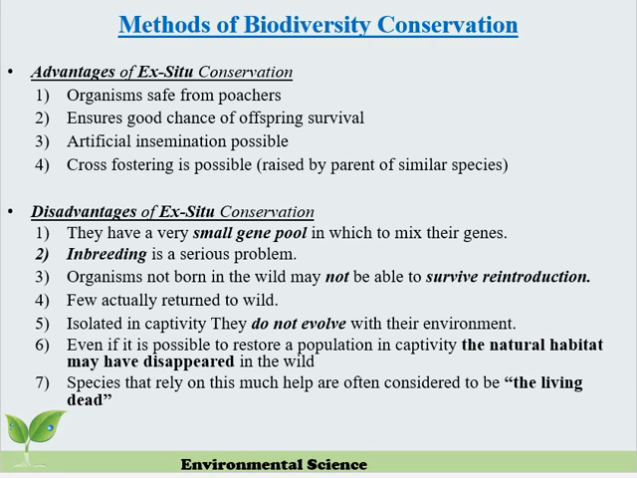So the advantage: organisms are safe from poachers. Poachers can't get into the zoo and get them. It ensures a good chance of survival for offspring, because once the offspring are born, there's a lot of attention that is given to them to help them survive. Artificial insemination: if you can't get two organisms to breed naturally, you can artificially inseminate them. Cross fostering: sometimes you can get other species to parent or raise another species.